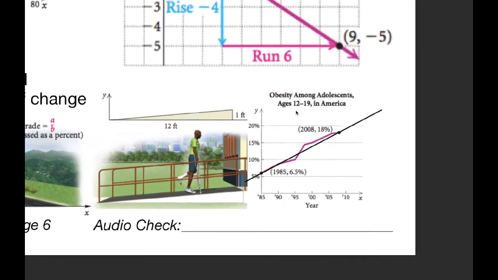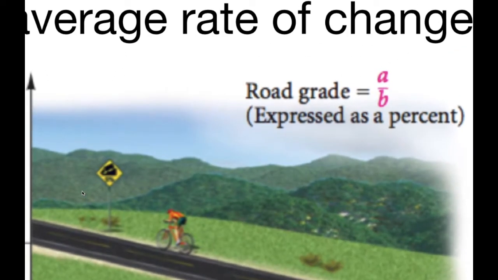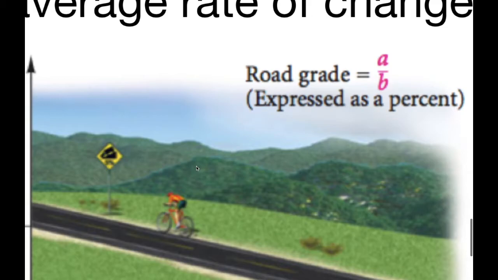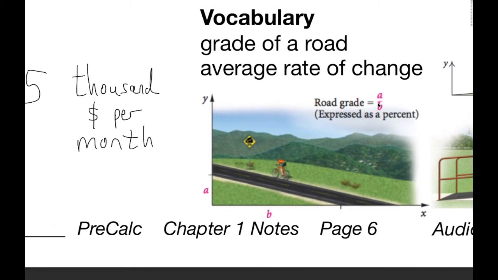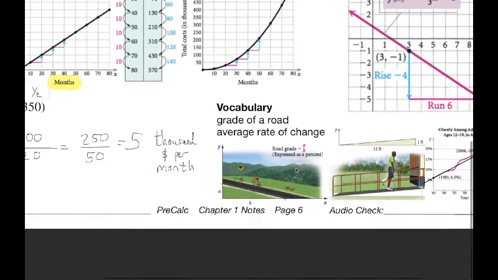Now check out Desmos. Road grade, just a couple more examples. Road grade would be A over B, so it'd be 1 foot over 12 feet, the change in y over the change in x. And often when you see these road signs, when you're either biking or driving a car, it'll say like 3% or 6%. So that's just A divided by B, and then you change whatever small decimal you get to a percent, and that's what the grade's going to be.